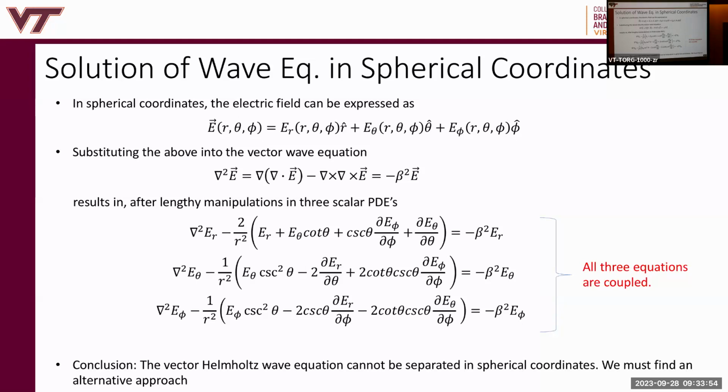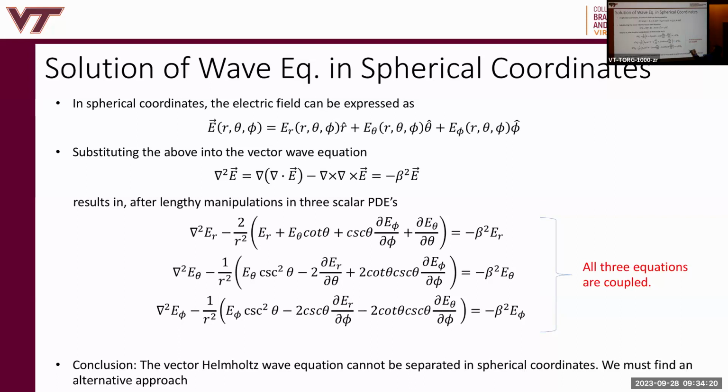At all locations. So let's substitute that electric field into the vector wave equation. We know in this coordinate system that the Laplacian isn't distributable, so we have to use the alternate form, which is the gradient of the divergence of E minus the curl of the curl of E, and that is equal to minus beta squared E by nature of the wave equation. So after lengthy manipulations, it results in 3 scalar PDEs, right?